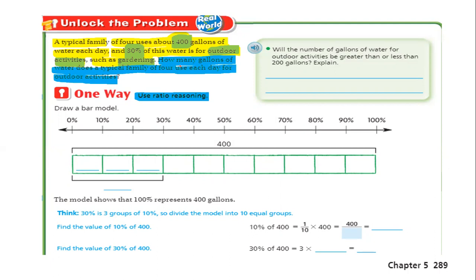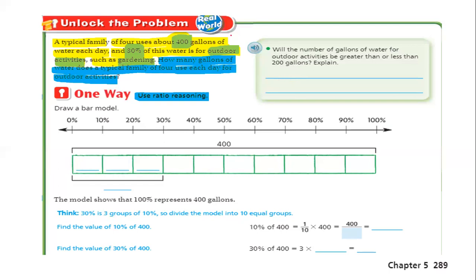How many gallons of water does a typical family of 4 use each day for outdoor activities? They want us to know how many gallons they use for outdoor activities, not indoor activities. Good job.